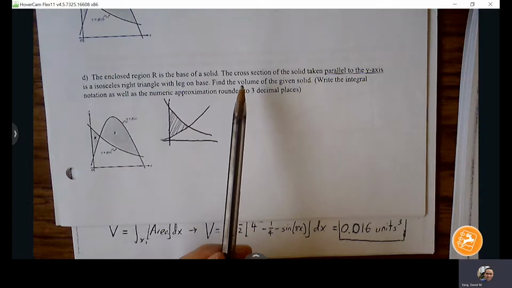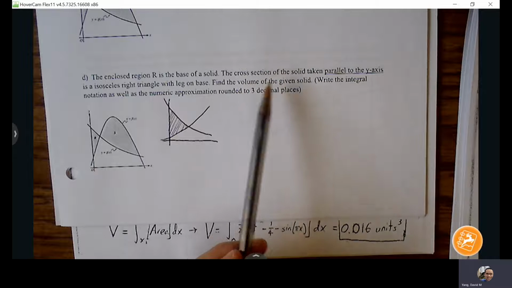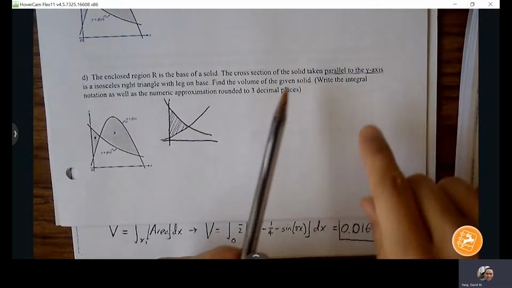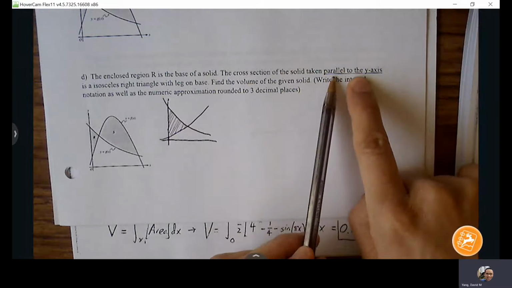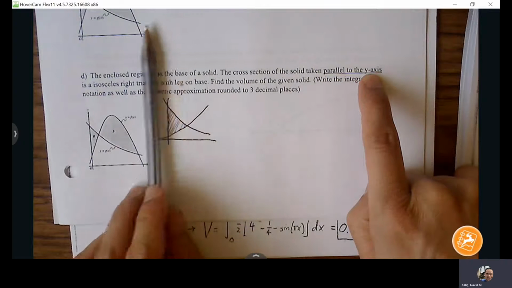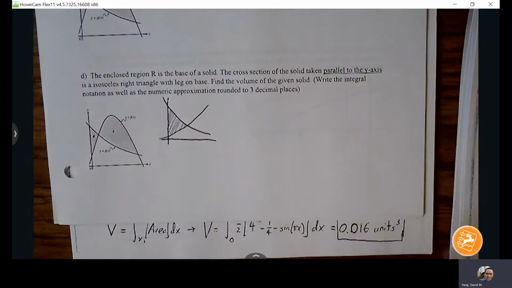Okay, so volume with different cross sections. We want to draw the base. The base is parallel to the y-axis. Which direction is that? Vertical or horizontal? Vertical, right? So the y-axis is up and down, and parallel to it, it will stay up and down.